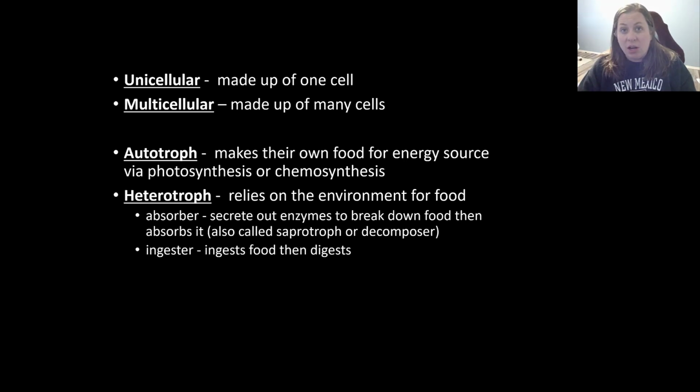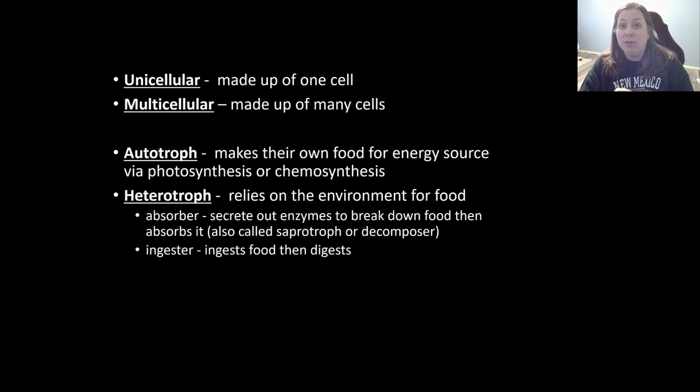All right, so now let's talk about nutrition. How do these cells and these organisms gain their nutrition? So there's 2 main groups that fall into this. There are autotrophs and there are heterotrophs. Autotrophs are going to make their own food. Again, breaking down the word, auto means self, troph means feeder. They are going to feed themselves, and they can do this 2 ways.